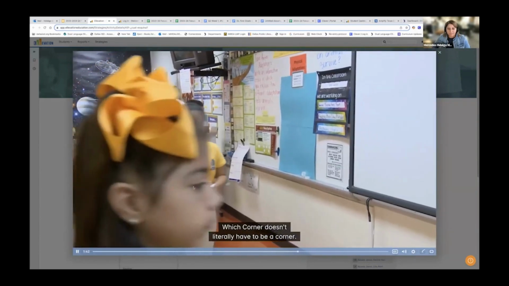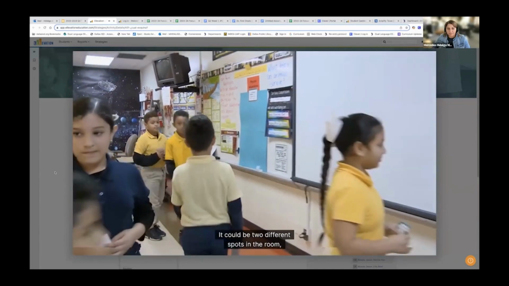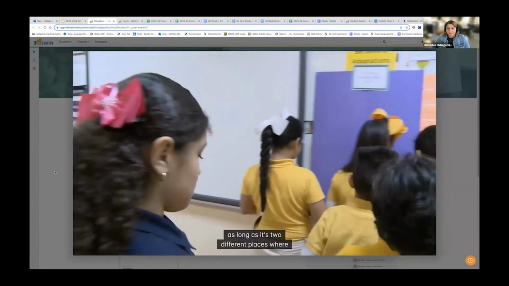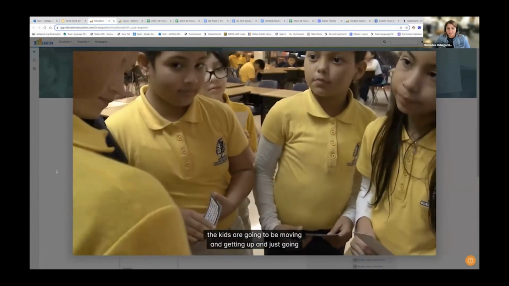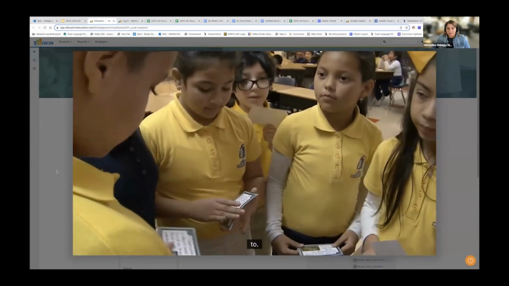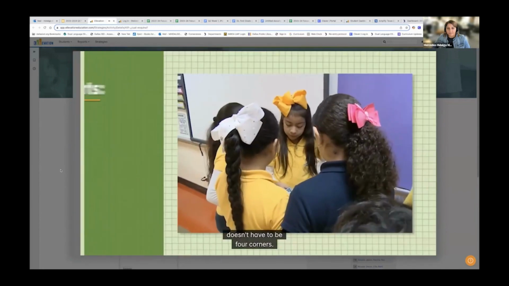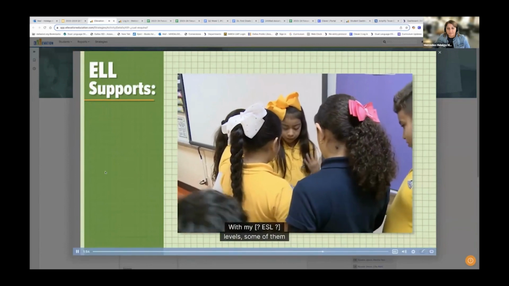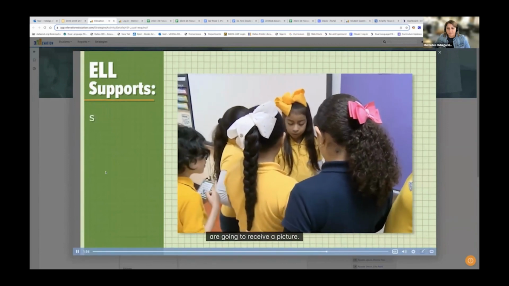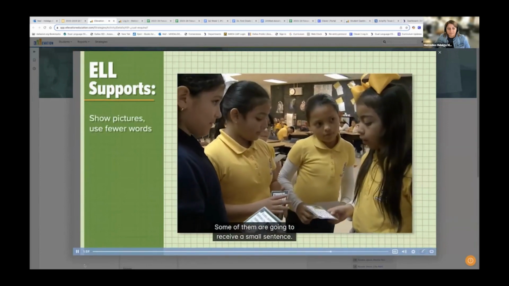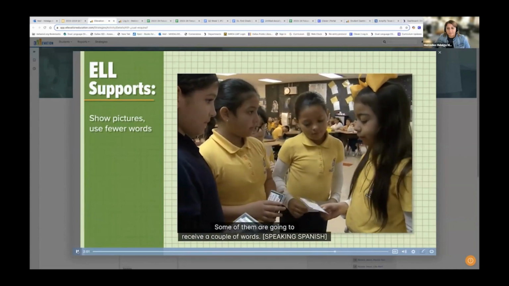Which corner doesn't literally have to be a corner. It could be two different spots in the room, as long as it's two different places where the kids are going to be moving and getting up and just going to. It doesn't have to be specific corners, and it doesn't have to be four corners. With my ESO levels, some of them are going to receive a picture. Some of them are going to receive a small sentence. Some of them are going to receive a couple of words.